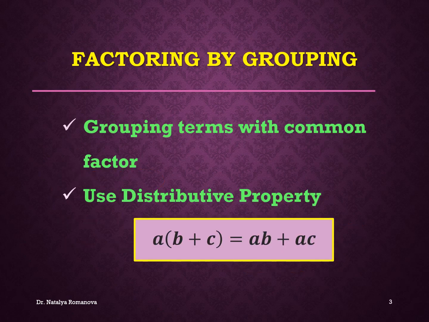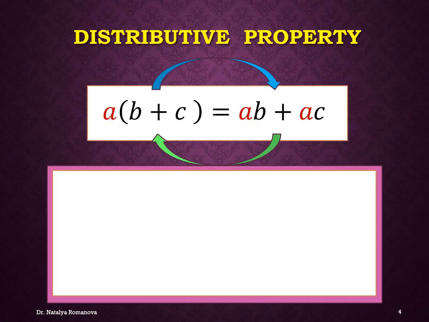We will use grouping terms with common factor. It will be the first step. And the second step, we will use distributive property to factor a polynomial by grouping. Our distributive property formula works from left to right side and from right to left side. For factoring polynomials by grouping, we will use the way from right to left side. So I would like to remind you how this formula works.